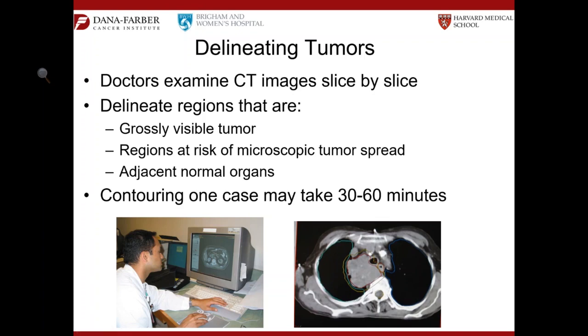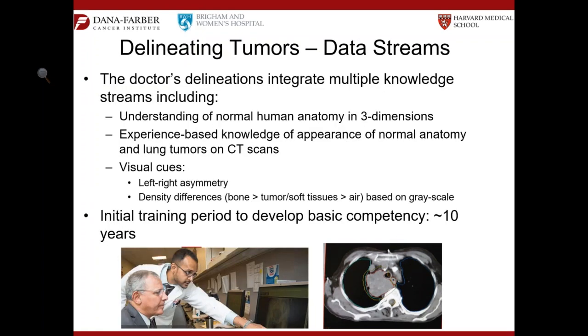Typically, one of these cases, if we do it manually, an average doctor that specializes in this kind of treatment may take about 30 to 60 minutes to do a case from start to finish, to delineate all the tumors and the adjacent organs. And so what are we using in the human's brain as we interpret these images and make these what we call contours or drawings or delineations?